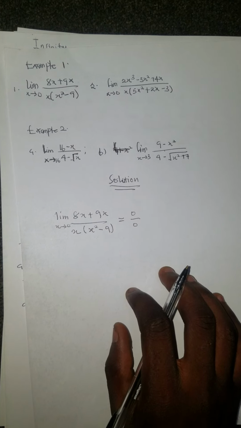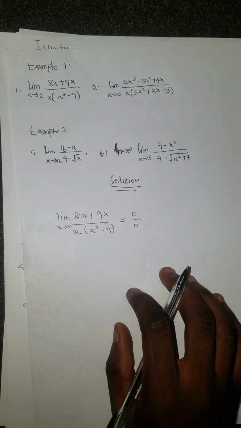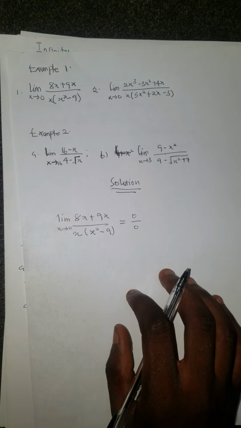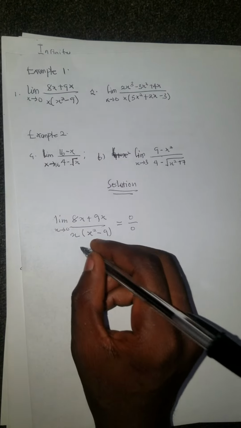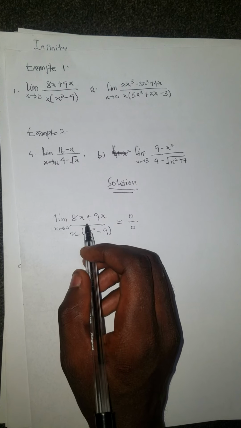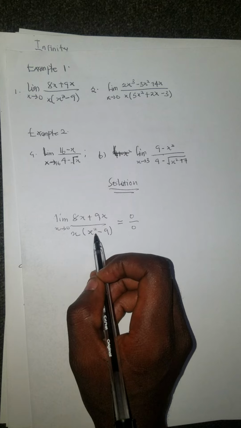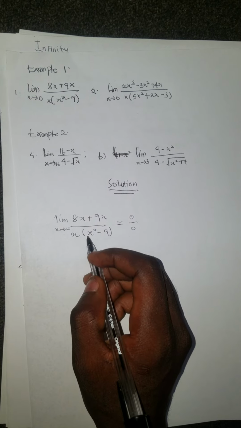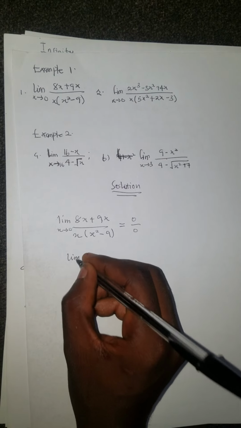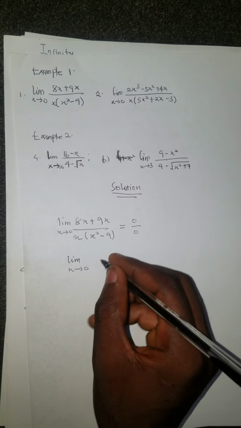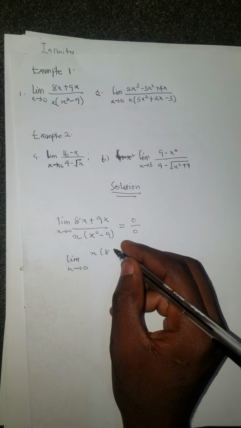So what we do is manipulate the function, and after our manipulations we substitute the limit inside. We first factorize x out of the numerator, and in the denominator the x is already factorized. If you factorize, you have lim where x is approaching 0, x times 8.